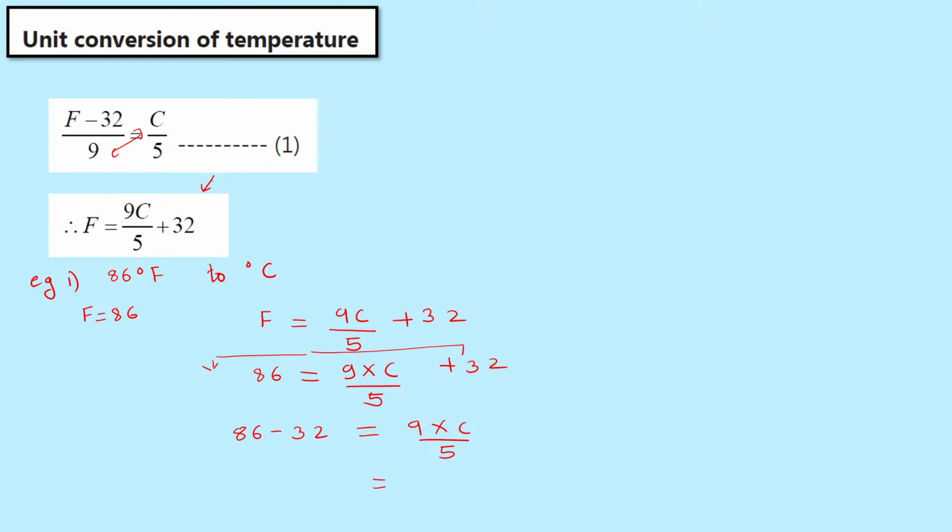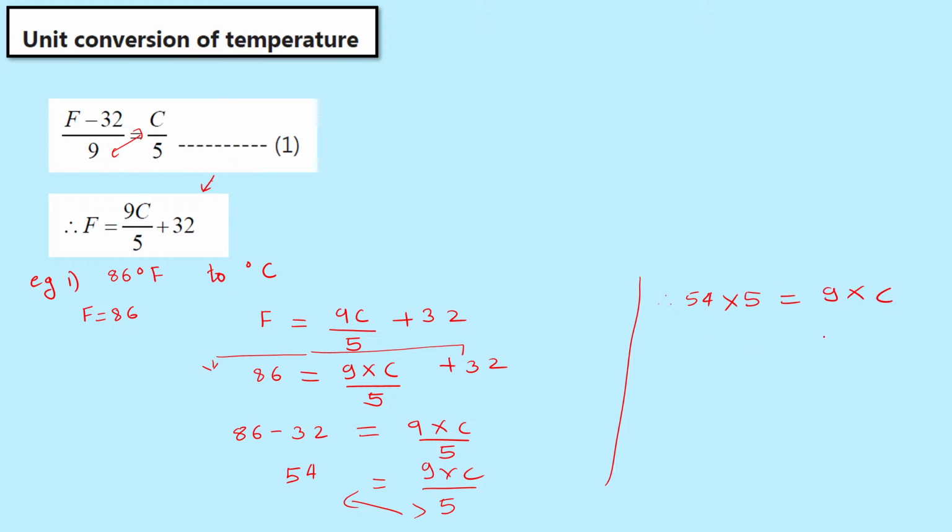What will be 86 minus 32? It will be 54. Okay, 54 into 9 into C. Again here, therefore 54 upon 5 it will be. Okay, 54 into 5, cross multiply now. So we have 54 into 5 is equal to 9 into C.